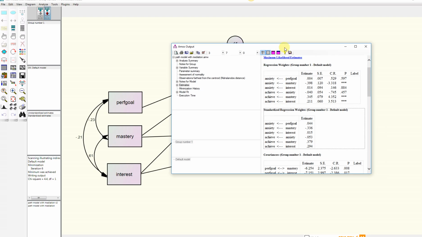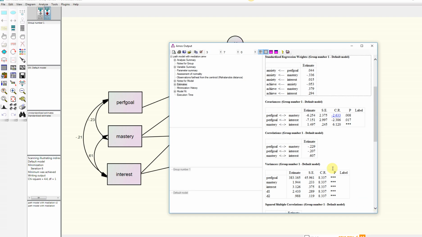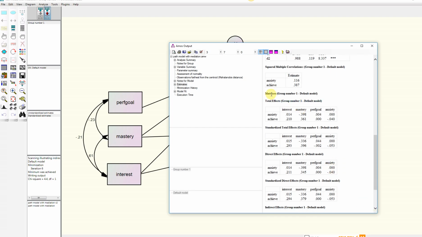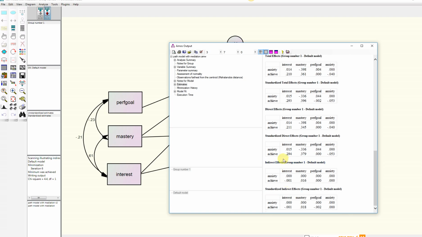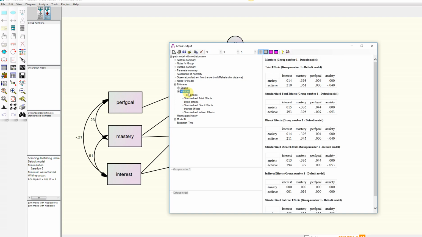So if we go down a little bit further, you can get down to matrices, total effects. So these are unstandardized total effects, standardized total effects, unstandardized direct effects, standardized direct effects, unstandardized indirect effects, and standardized indirect effects. I could also get there by clicking on this little button right here and clicking on matrices, and it will take me to whatever I want to look at. You can go either way.